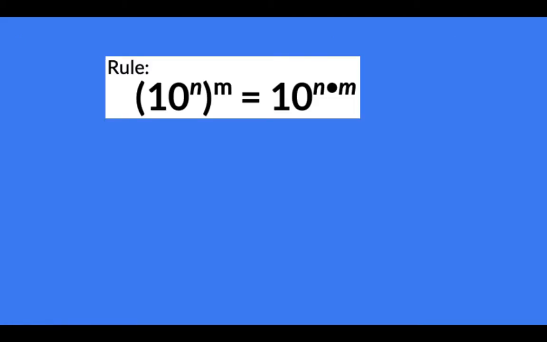Here's our next rule. Powers to a power. That means we're going to multiply our two exponents together. If we remember our rule, a negative times a positive is going to be negative, so we just multiply this out. We're going to keep the base at 10, multiply negative 3 times 7, which is negative 21.